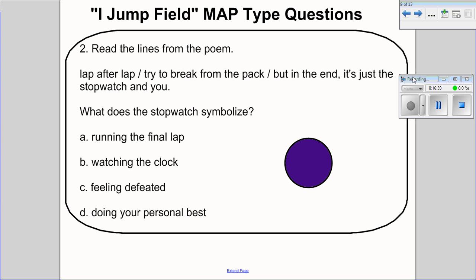So it says, lap after lap, try to break from the pact, but in the end, it's just the stopwatch in you. So is the stopwatch running the final lap? Is it watching the clock, feeling defeated, or doing your personal best? We know when we're talking about symbolism that we're looking really at that bigger picture, how it goes outside the actual story, or in this case, outside the poem. So we know that that stopwatch represents the idea of actually doing your very best. So that correct answer would be D.